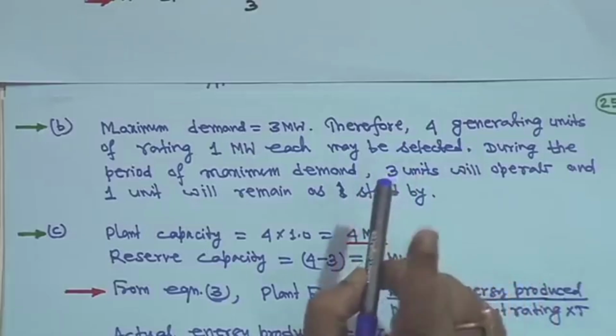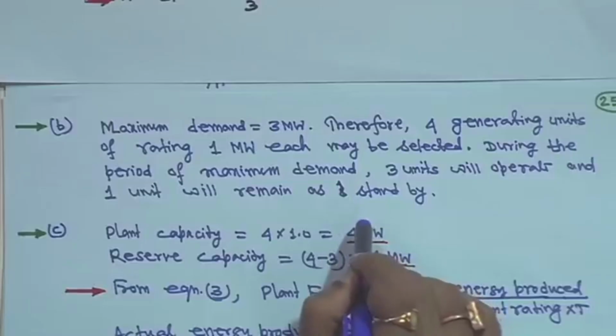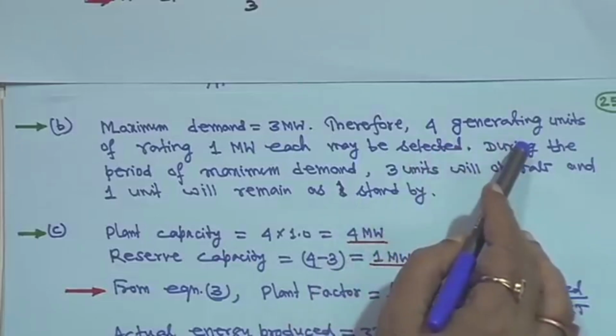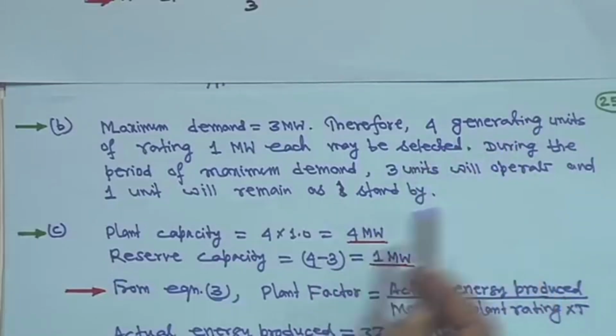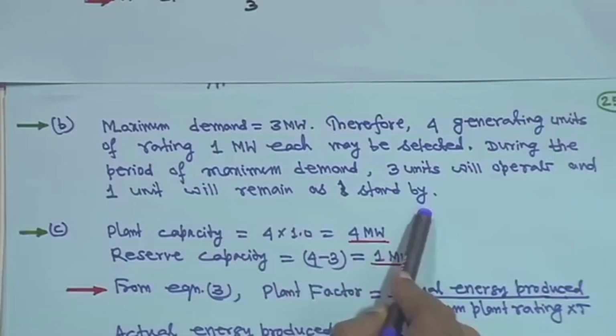If you consider 3 megawatt and 3 units, that is fine, as long as they generate, there is no loss of generation. But if one generator becomes faulty, then it cannot supply the load. That is why 1 extra is taken. So, 4 is taken; 3 units will operate and 1 unit will remain as standby.